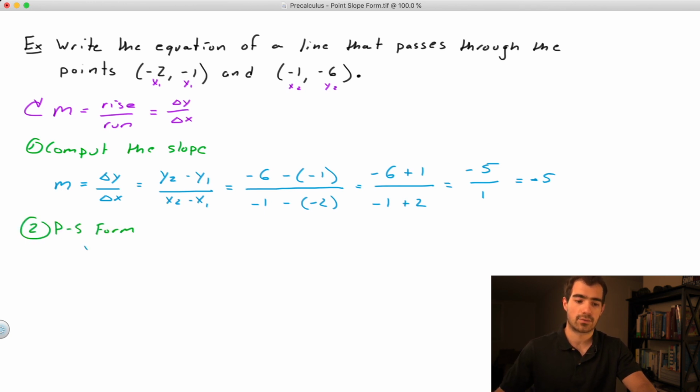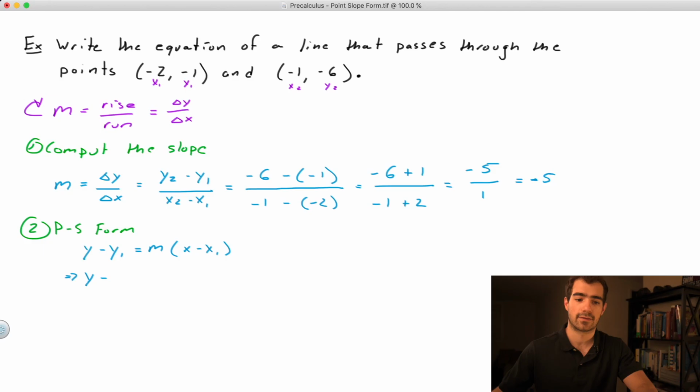And so if we start with y minus y1 equal to m times x minus x1, we can go ahead and substitute in y minus, and here we can pick either of the 2 points we were given. So I'll just pick the first one here and use -1. I would encourage you at home to try and do this using the second one just to see if you can get the same answer.